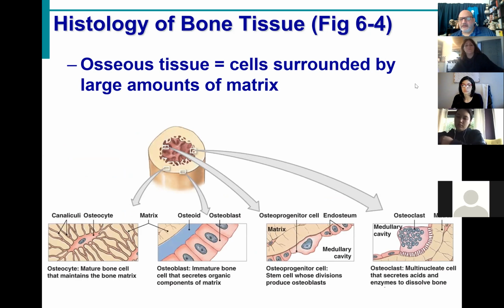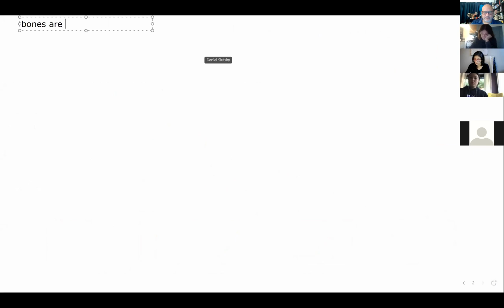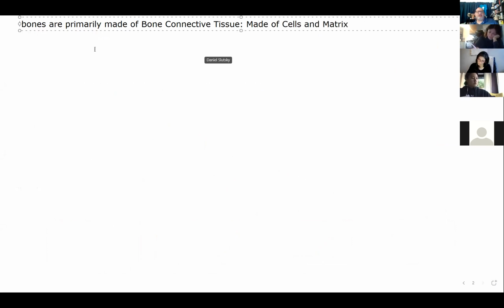So, much like we did with skin, we want to talk about the cells that are associated with our bone connective tissue. After all, bones are primarily made of bone connective tissue. And so as a connective tissue, as we just mentioned, it is made of cells and matrix. So we need to talk about the cells and we need to talk about the matrix. And let's talk about the cells of our bone connective tissue first. There are 4 main types of cells in our bone connective tissue.